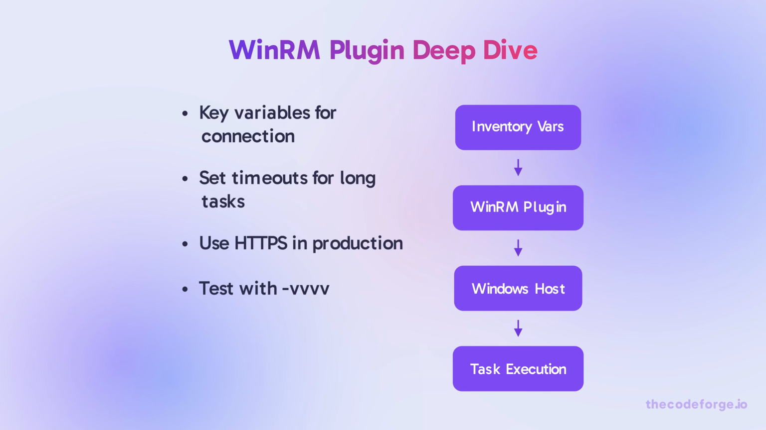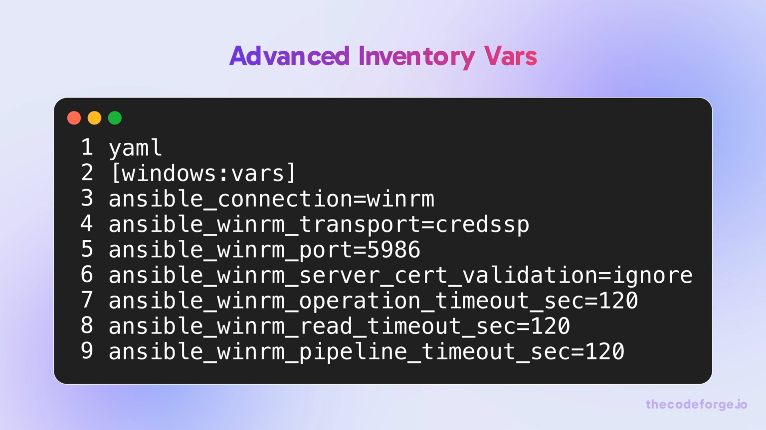The WinRM Connection plugin has many configuration variables. Set timeouts like ansible_winrm_operation_timeout_sec for long-running tasks. Always use HTTPS in production and test with verbose output. Here's an example of advanced inventory variables for the WinRM plugin. Note the increased timeouts to accommodate long-running PowerShell scripts.